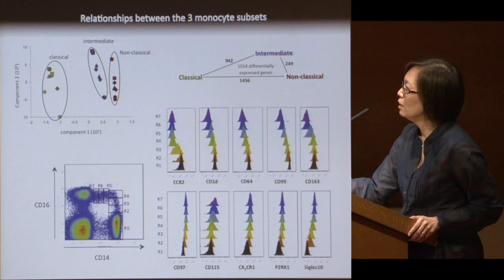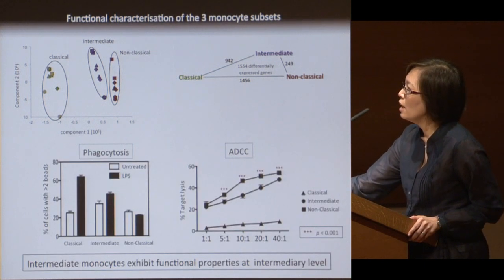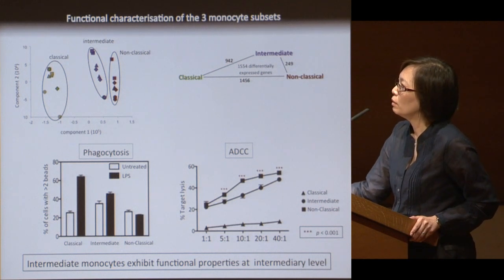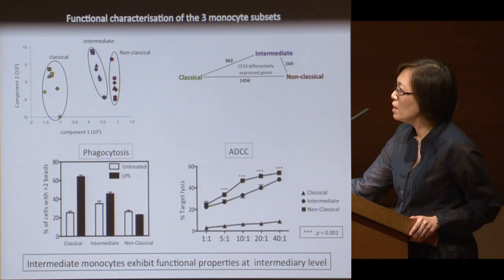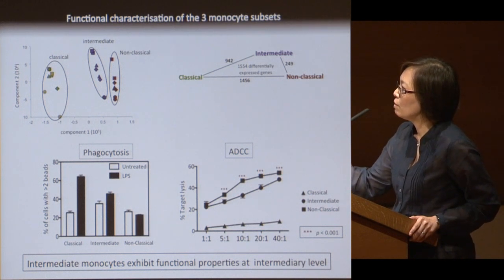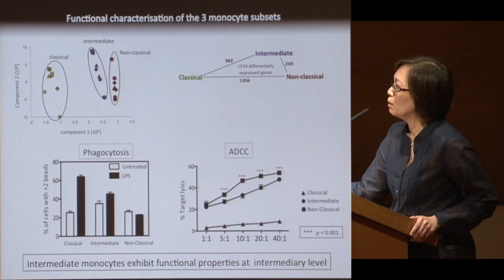But what about function? So we also perform some functional analysis. For example, doing a very simple phagocytosis assay with uncoated polystyrene beads, we can see that if we activate the monocyte subsets with LPS, the intermediate population has the intermediate ability to uptake the polystyrene beads.